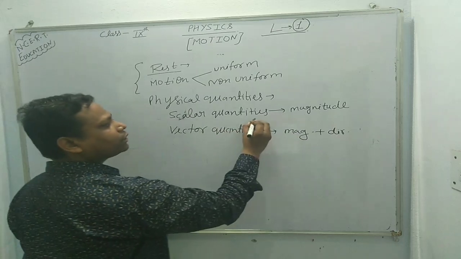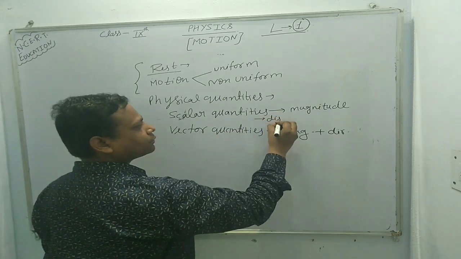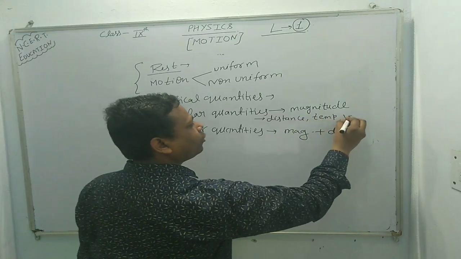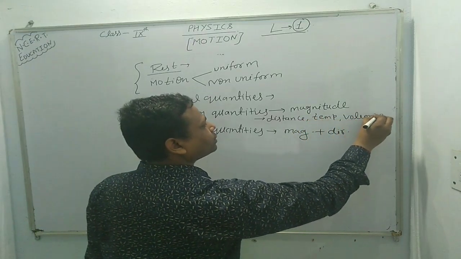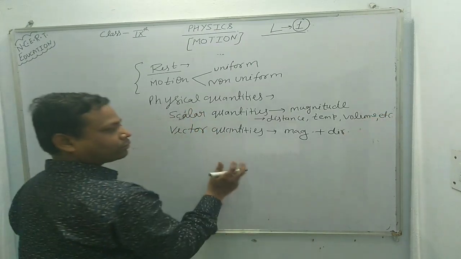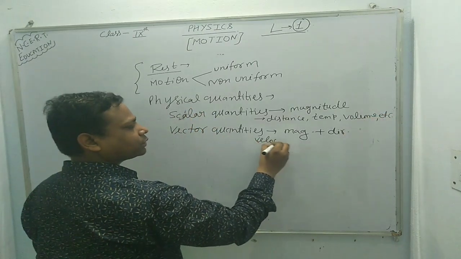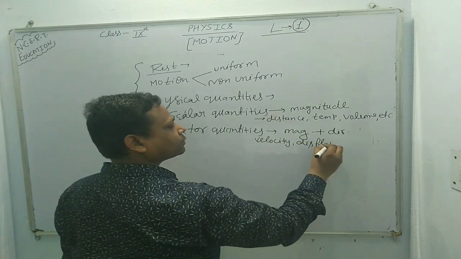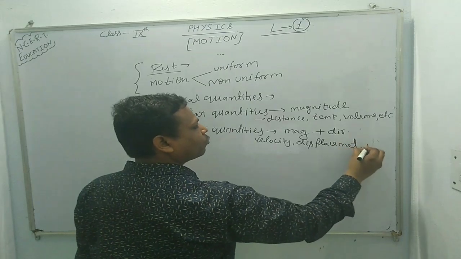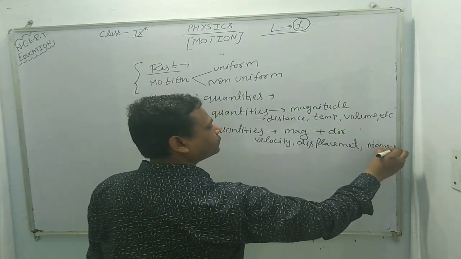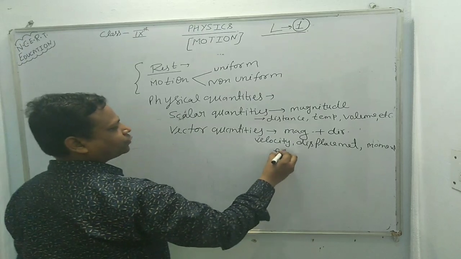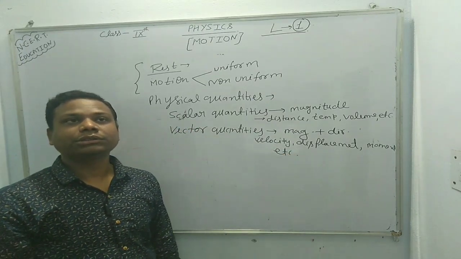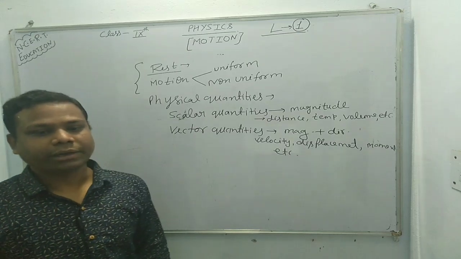So in the scalar quantities, you have distance, temperature, volume, etc. In the vector quantities, velocity, displacement, momentum, etc. So scalar quantities need only magnitude to measure them, and vector quantities need direction as well as magnitude.